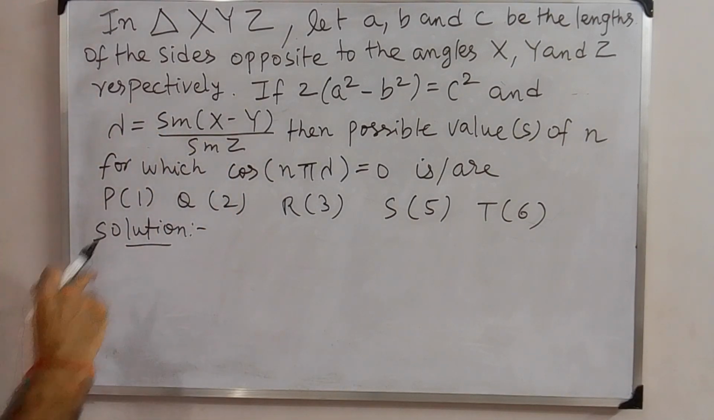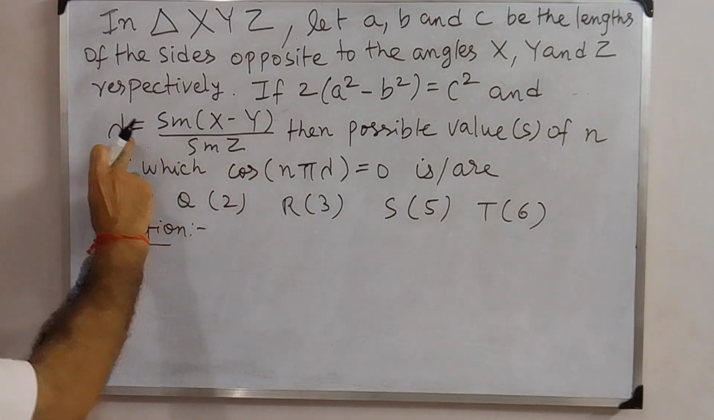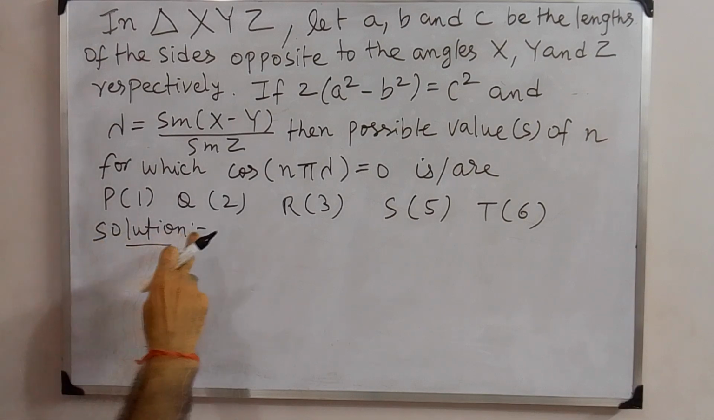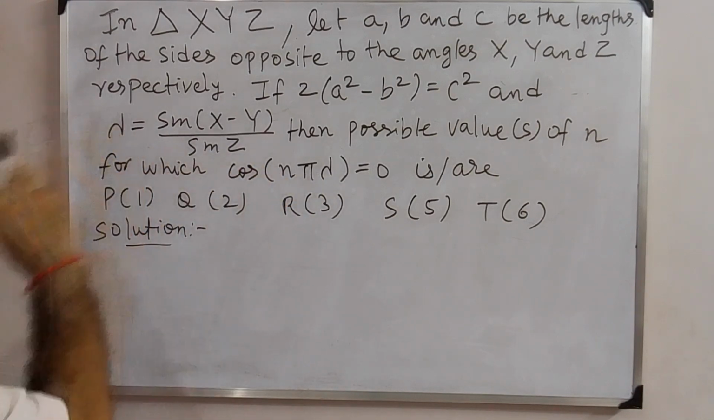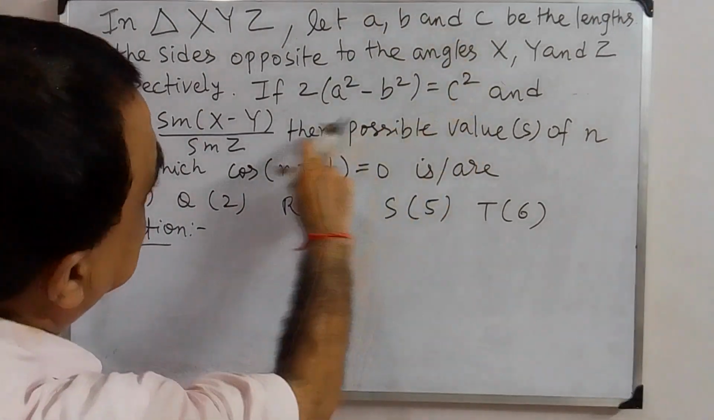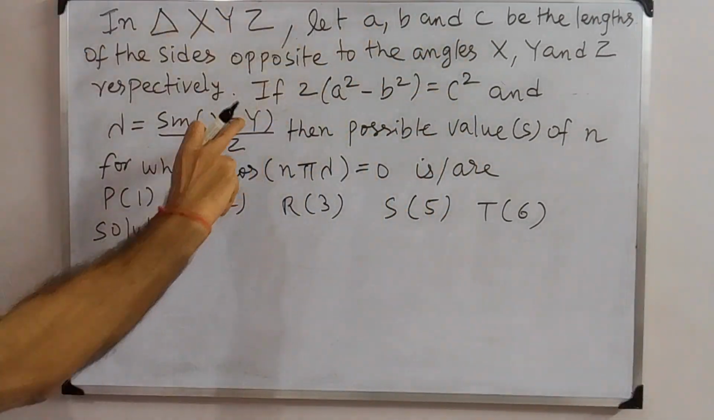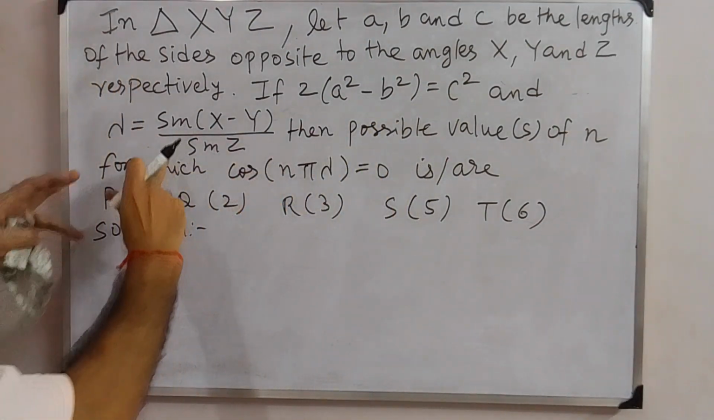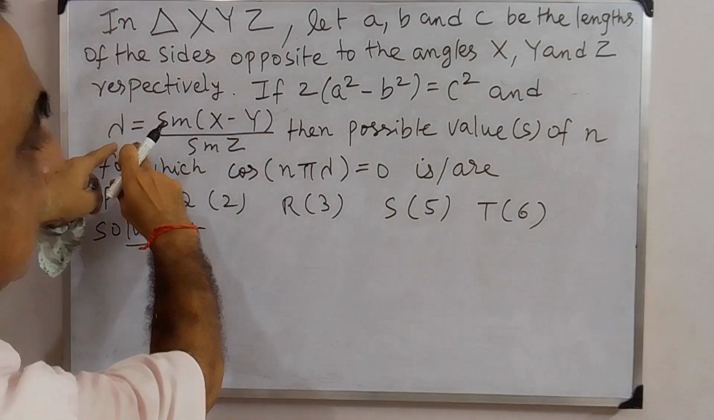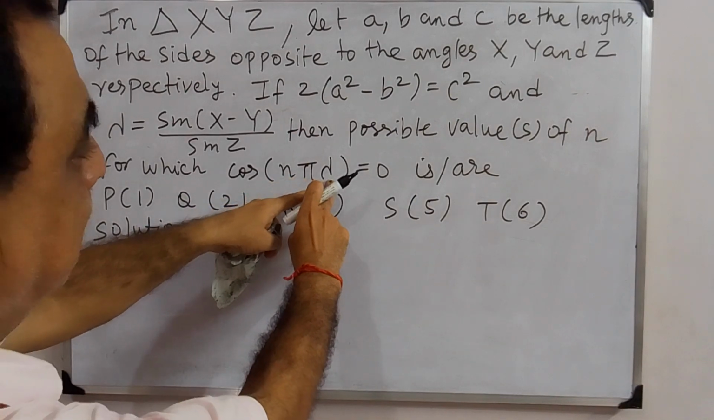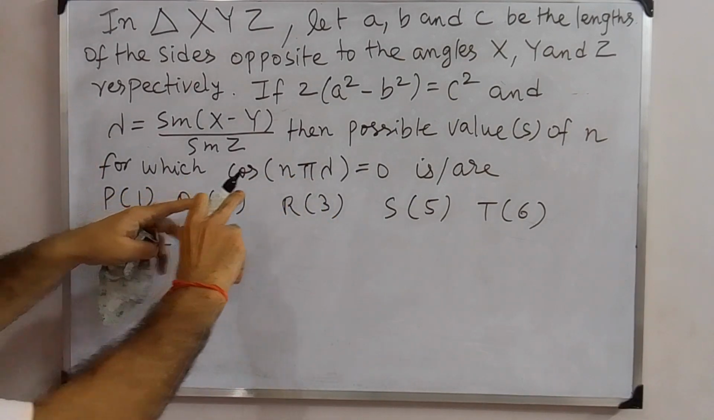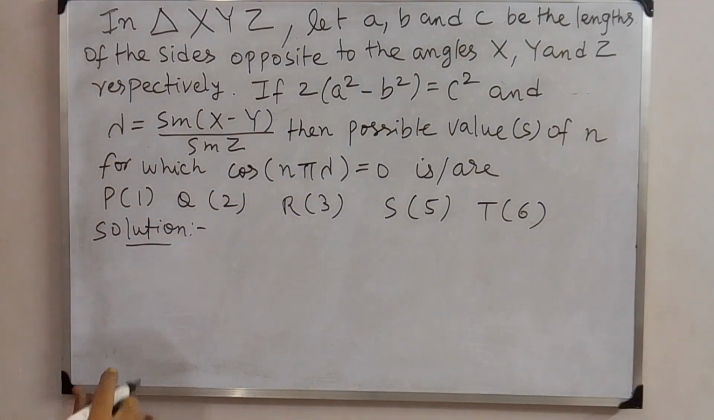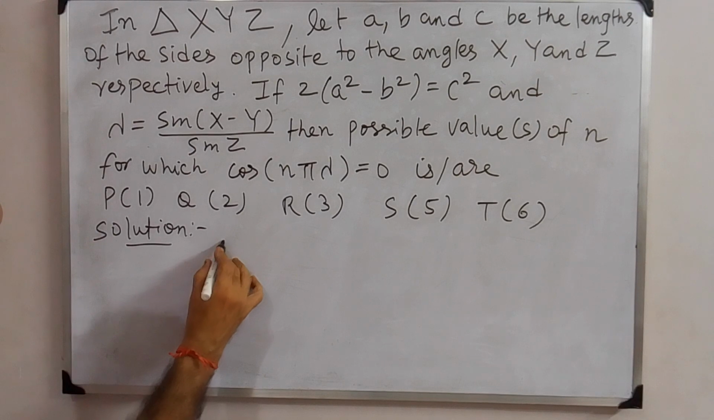Now here lambda is given, the relation of lambda is this. So we will first find the value of lambda from here. There is a relation between a, b and c, and we will find out the relation from here. From that we will get the value of lambda, and we will put the value of lambda here and then see what values of n we get. Now see, we are solving the question.